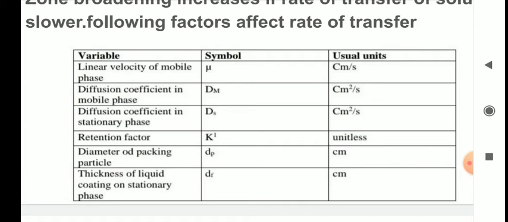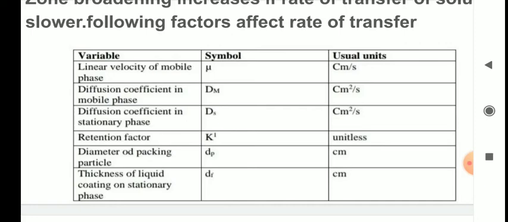Another factor which affects the rate of transfer is the retention factor of each component of the mixture. Retention factor we have seen in the earlier part is small k or k dash. This retention factor is unitless, it doesn't have any unit.